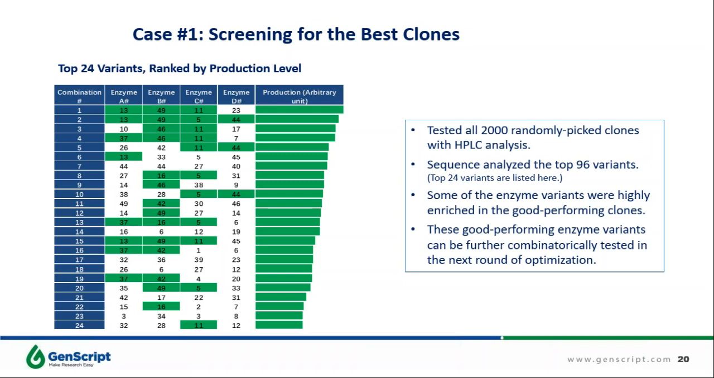Take enzyme C, for example. The number 5 and the number 11 variants appeared very frequently in the top 24 clones. For enzyme D, no particular enzyme was enriched, indicating that this enzyme may not be critical for the performance of the pathway.